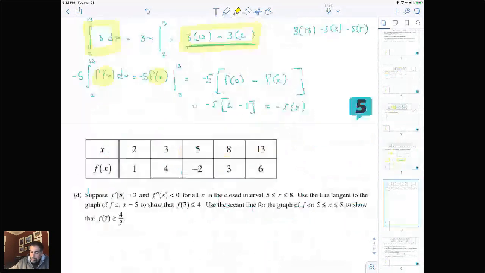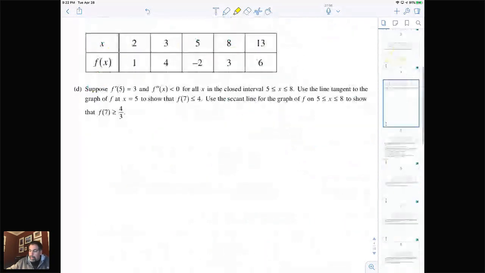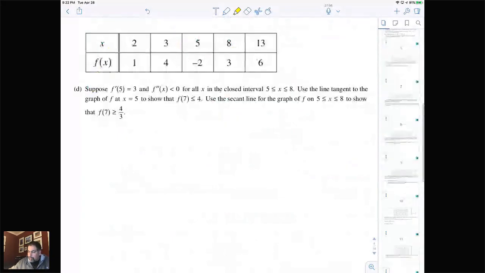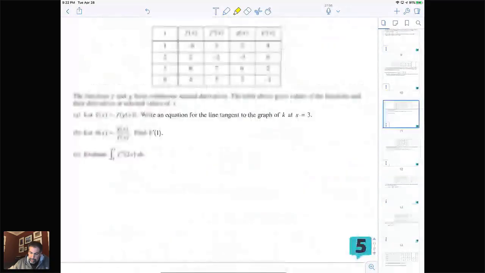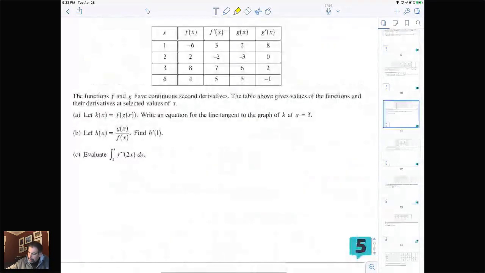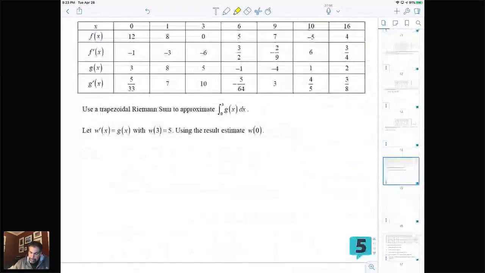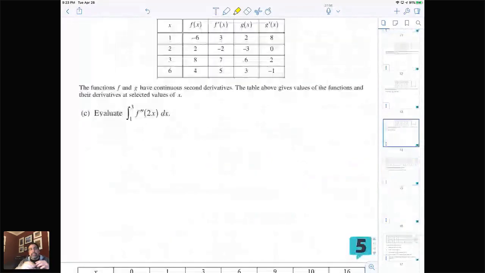I want to jump down. I'm going to kind of jump around a little bit today because I want to show you some similarities between different questions. So I actually want to jump down to this problem right here, okay? And you're going to see a similarity with this one, to the one we just saw. This is a brand new table, but again, it's asking you to do an integral based on that table.